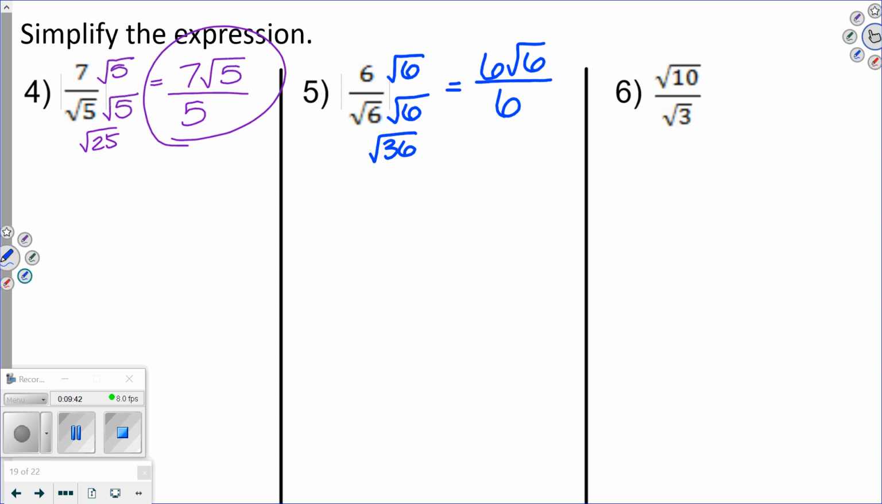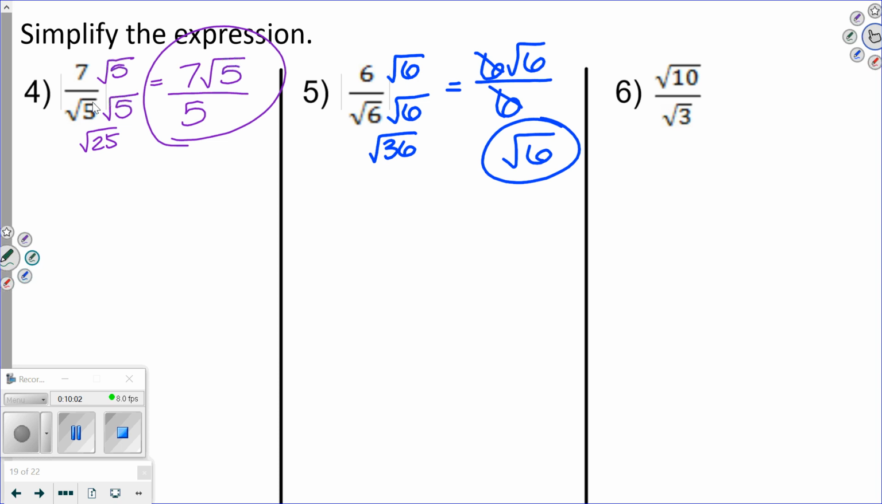Is that done, or can I simplify something? It's just radical 6, right? Because I can cancel out this 6 with this one. So it is literally just radical 6. Okay?